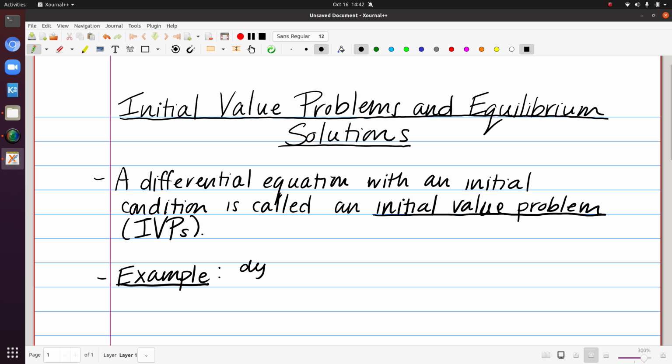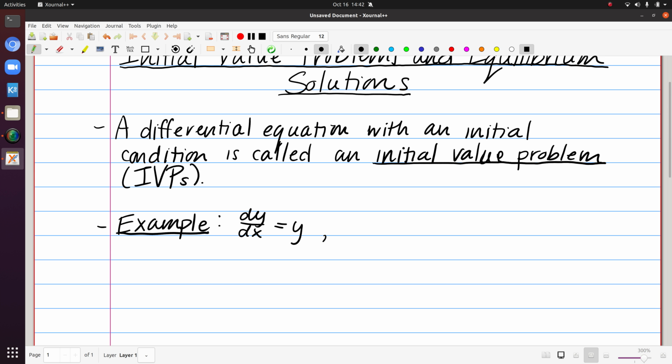If we look at dy/dx equals y, and suppose that I have the extra knowledge that y(0) is 2. This is what we mean by an initial condition. This is telling us not only does y satisfy the differential equation, but the solution we're looking for also passes through the point (0, 2).